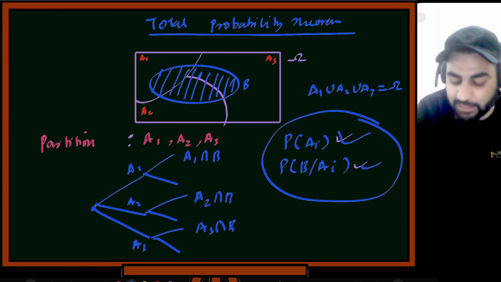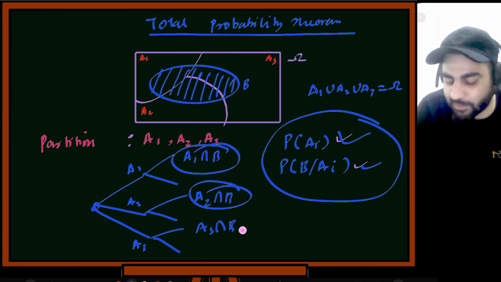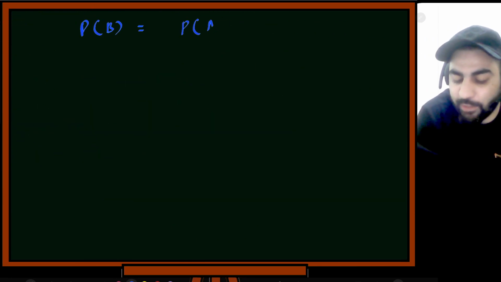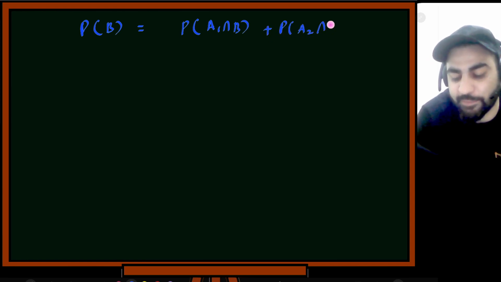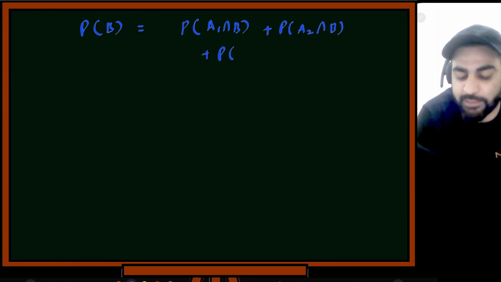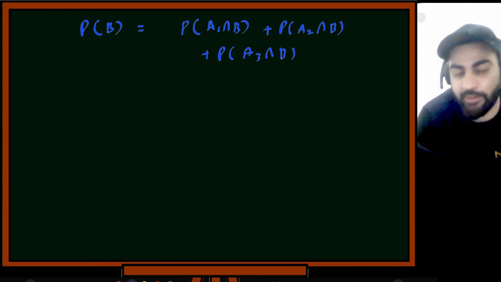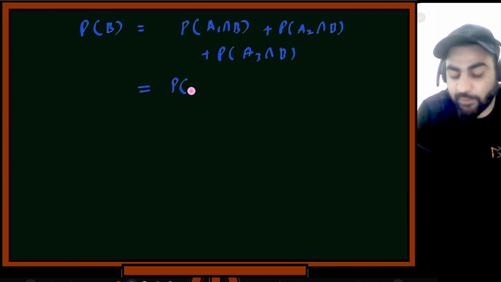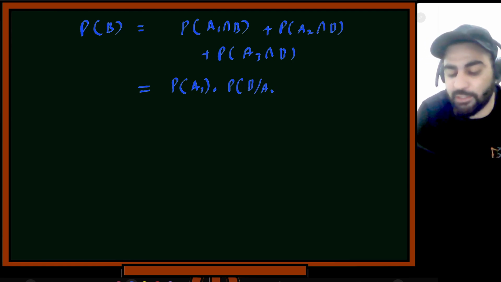Now if you see, you can have the probability of this plus the probability of this plus the probability of this. So my total probability will be the probability of A1 intersection B, plus the probability of A2 intersection B, plus the probability of A3 intersection B. Now I can expand this. I know the multiplicative rule, so this is the probability of A1 multiplied by the probability of B given A1. Now both of these I know.